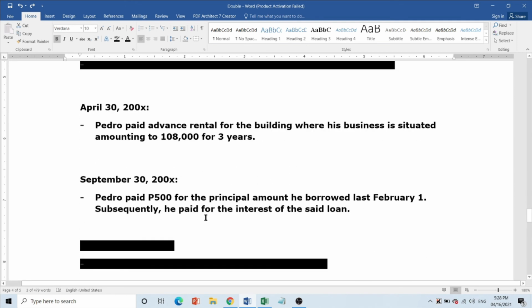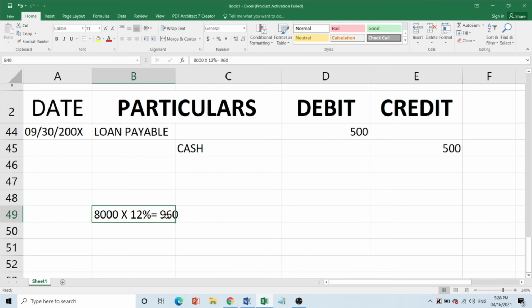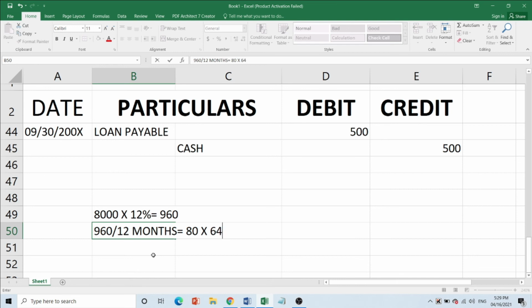That is 8 months. Tama? So 960, i-divide natin ito by 12 months. 960 divided by 12, if you have a calculator. Monthly, you have 80 pesos. I-multiply po natin yan. I-multiply natin si 80 times 8. That is from February to September. That is 640 pesos.